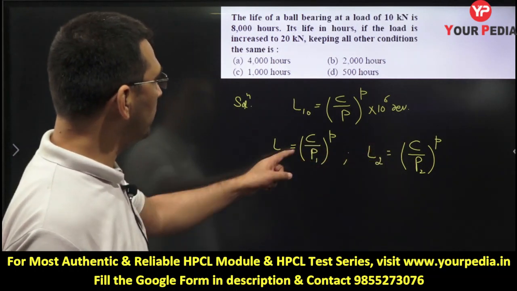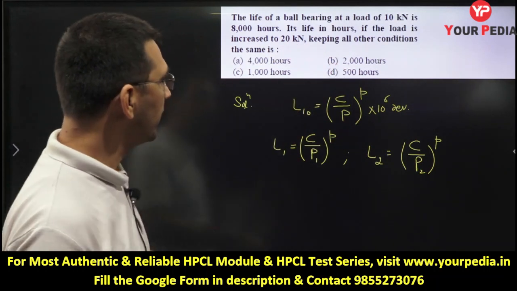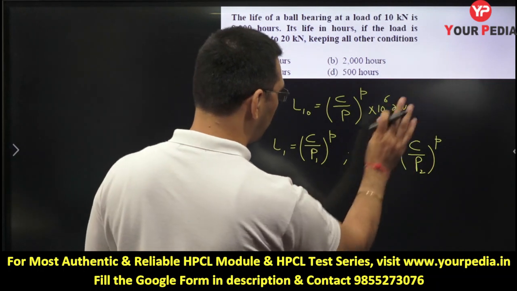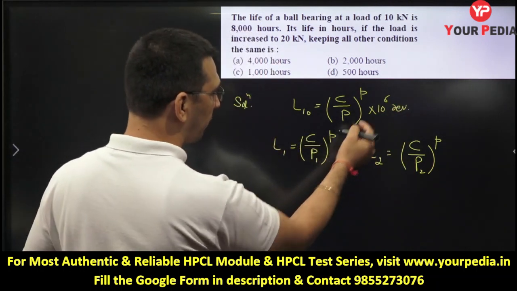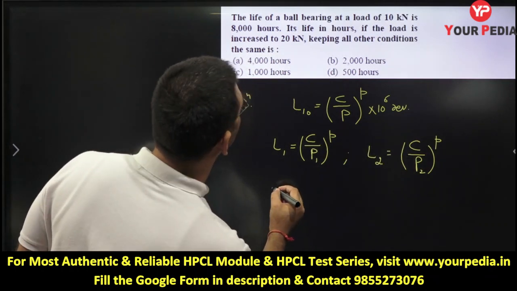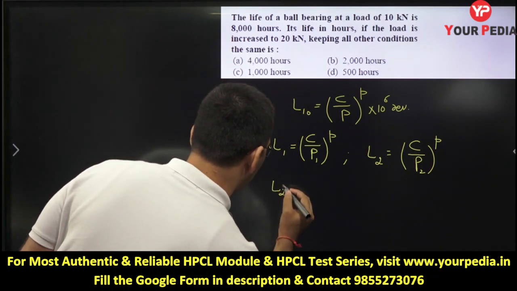What I want to find out is L2, when the load is P2, that is 20 kN. You can write it in million revolutions. I'm simply omitting this part over here; more appropriately, you can write 10 to the 6 or million revolutions here also. What I want is the life in hours, that means L2. So I am taking L2 divided by L1.